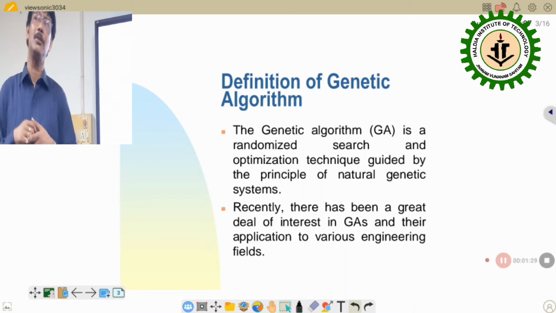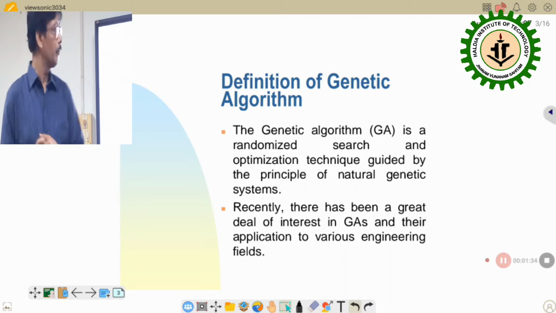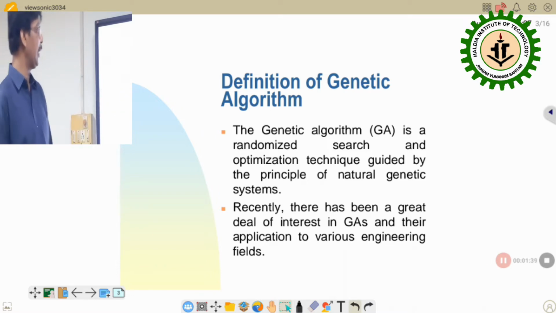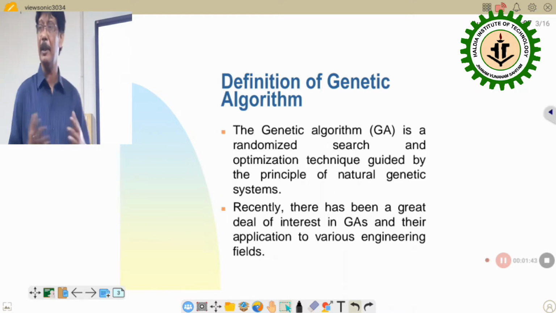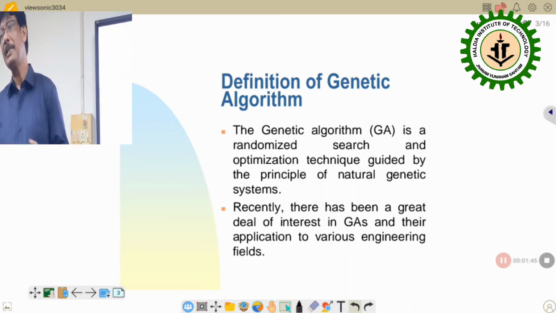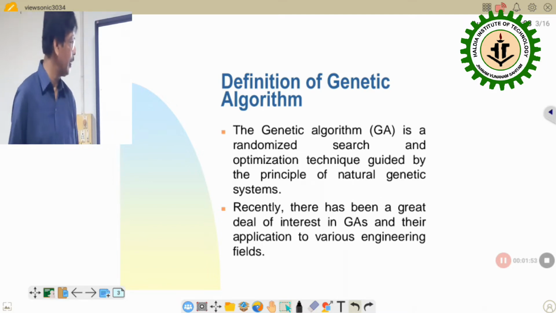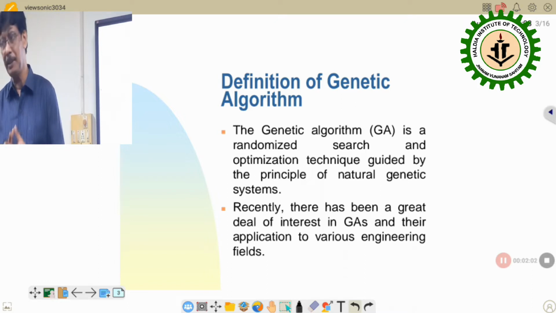And those who are not fit, those who are the worst, will be discarded or demolished. Okay, so a genetic algorithm is a randomized search and optimization technique guided by the principle of natural genetic systems. Genetic system means what I told you, the Darwin principle of reproduction and survival of the fittest. Recently, there has been a great deal of interest in genetic algorithms and their application to various engineering fields. The genetic algorithm is not only an area of computer science or information technology. It can be applicable in any branch of engineering.